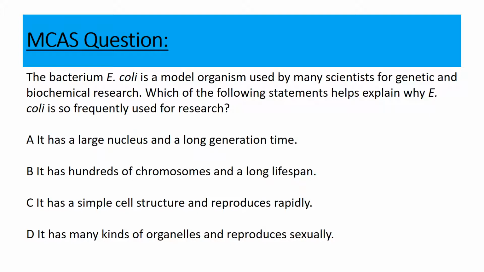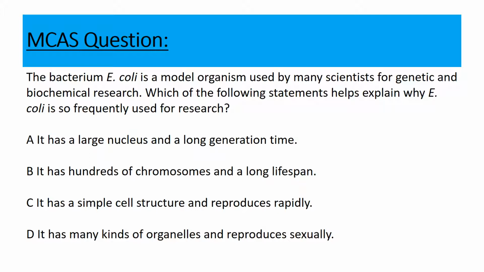The bacterium E. coli is a model organism used by many scientists for genetic and biochemical research. Which of the following statements helps explain why E. coli is so frequently used for research? A, it has a large nucleus and a long generation time. Well, A is definitely not correct. E. coli, we're told in the question, is a bacterium. Bacteria are prokaryotes, and by definition, prokaryotes do not have nuclei.